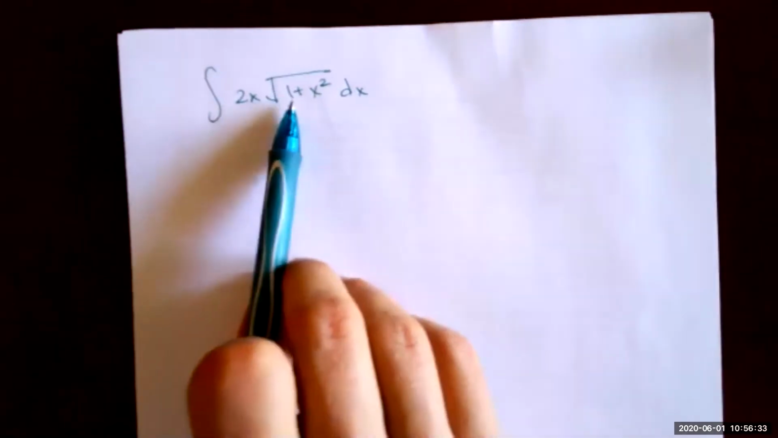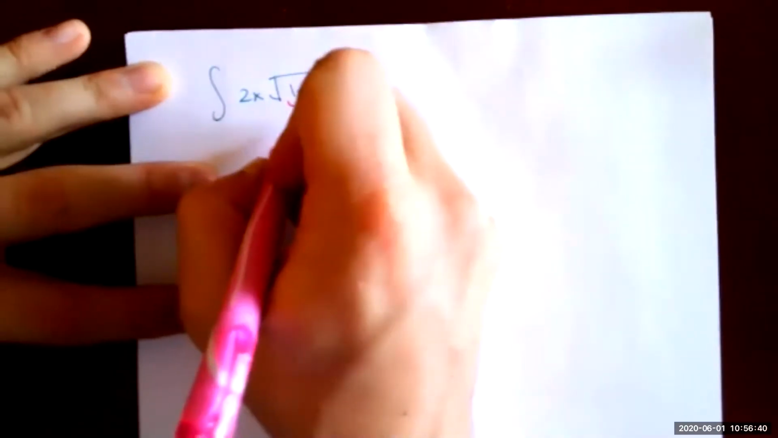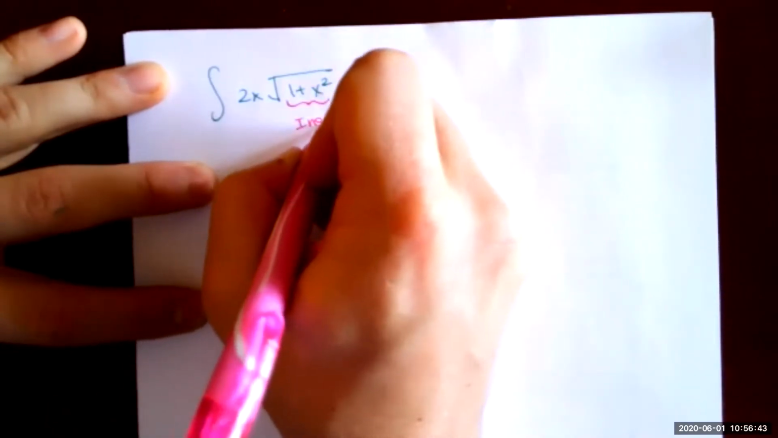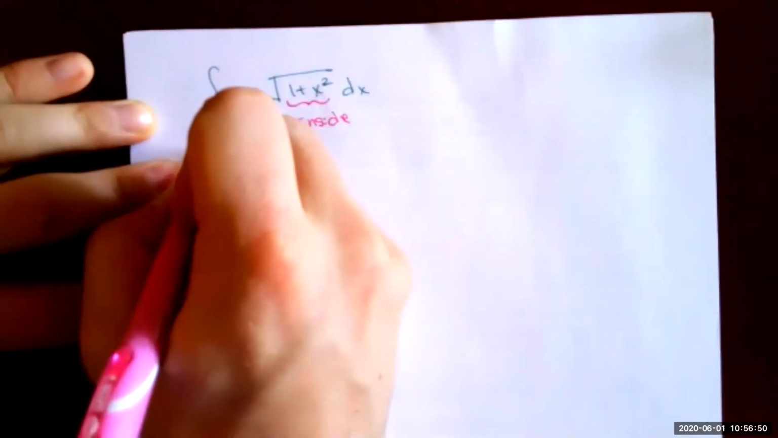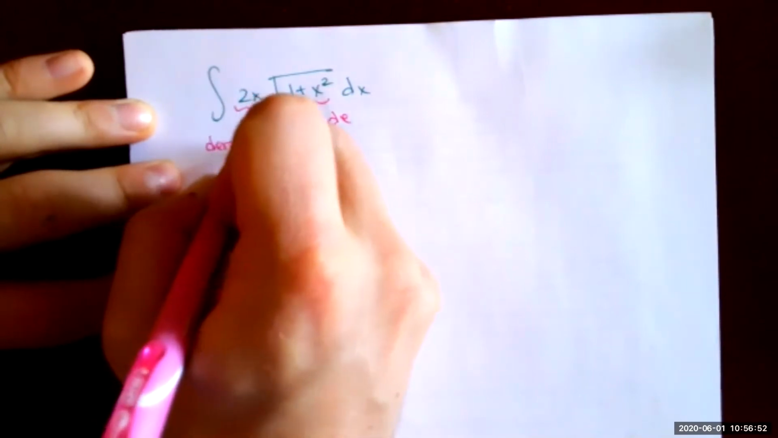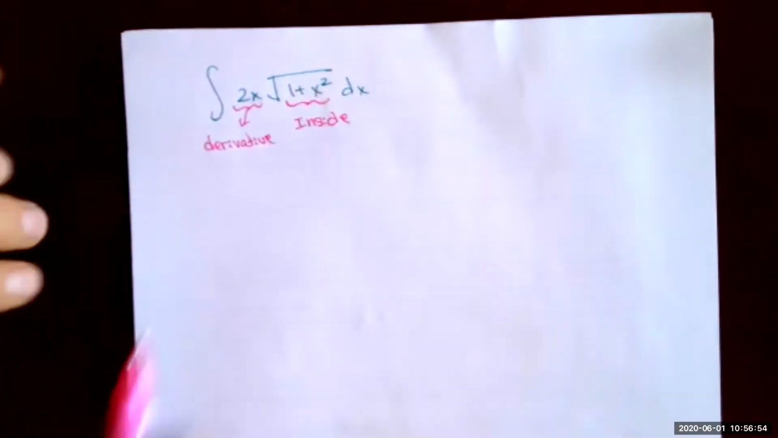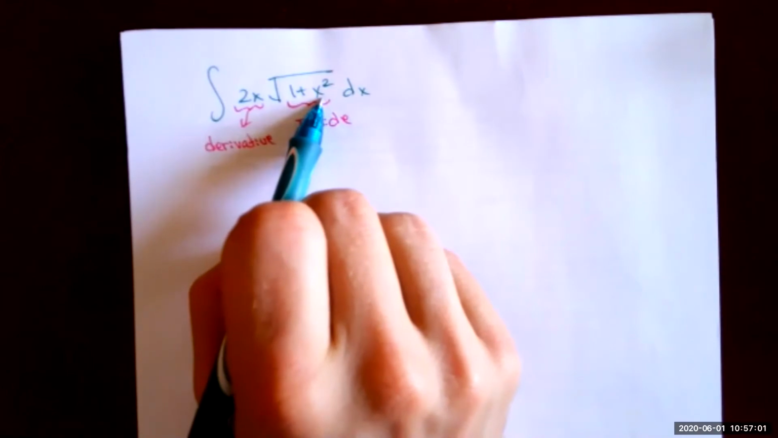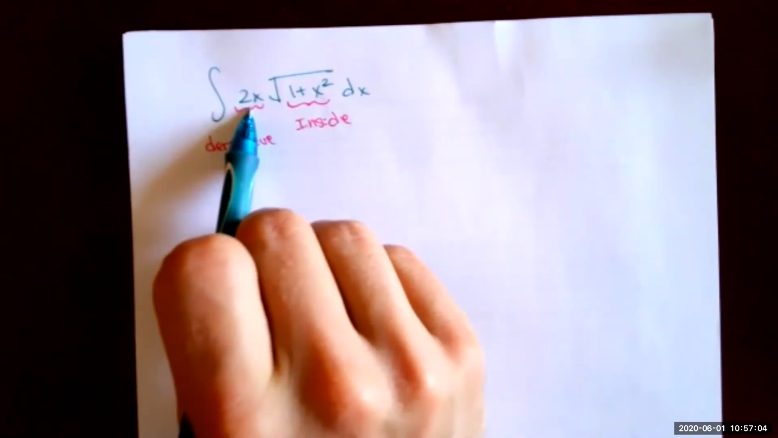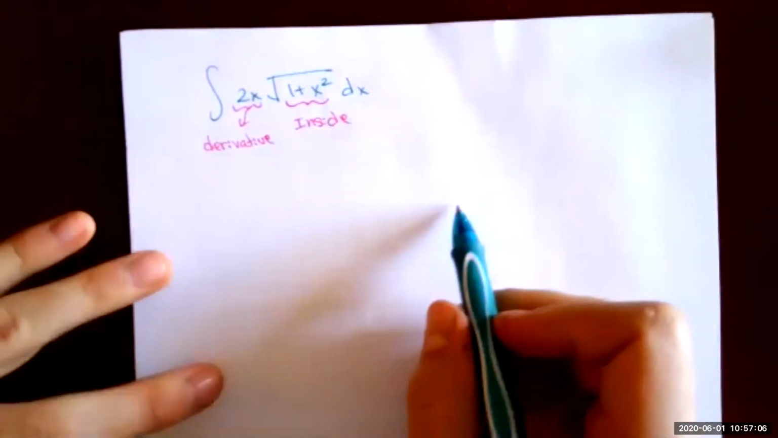And so if we look at this, you see that I have a square root going on, but then I have this polynomial as my inside function. And then this is the derivative. You should be able to think ahead a little bit: if I take a derivative of 1 plus x squared, the derivative is 2x. And so this is how we want to make our substitution.